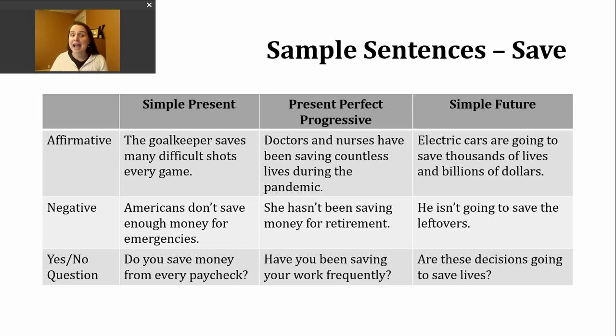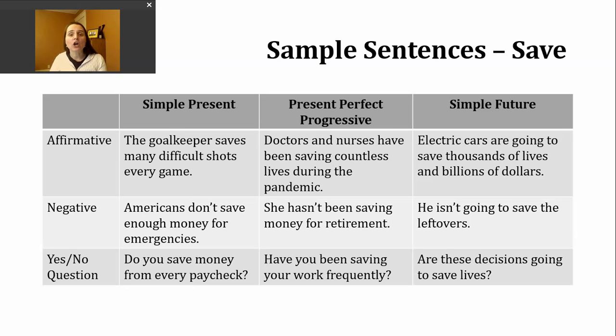If I want to ask a yes or no question in the simple present, I'm going to start with do or does, then I'll have my subject, then the base verb. Do you save money from every paycheck? And this question is asking about a habit or a routine action that someone may or may not do.